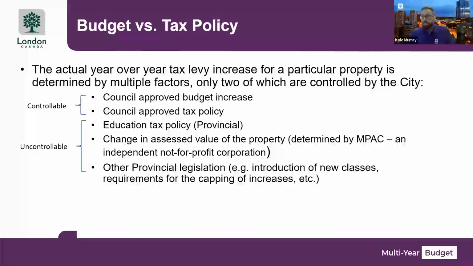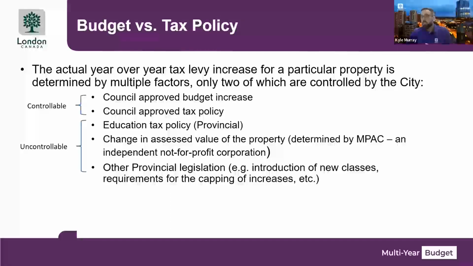that I've listed here on screen. So obviously, and kind of the focus of what we're talking about here today, the council approved budget increase. How much is the budget increasing by? That is obviously within the control of the City of London. Tax policy is another factor that is within the control of the city as well. However, there are a number of factors that are completely outside of the city's control that may also influence a particular change in a property tax bill.